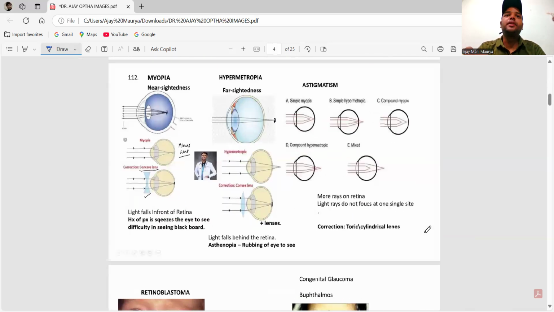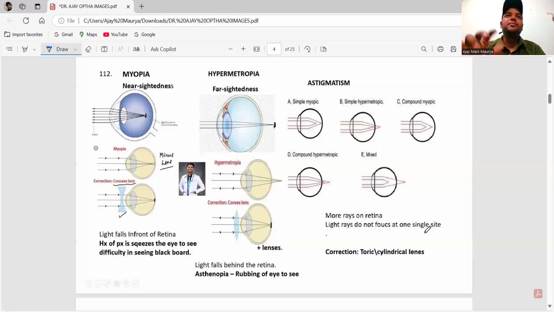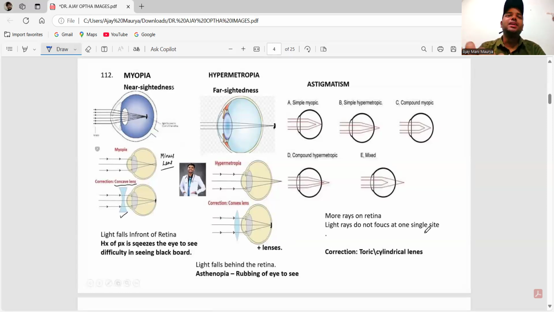The next one is refractive errors. The first ones are myopia, hypermetropia, and astigmatism. You can see this one, guys. Myopia is also called nearsightedness. Here all the light rays fall in front of the retina. The history says that the patient squeezes the eye to see the objects.